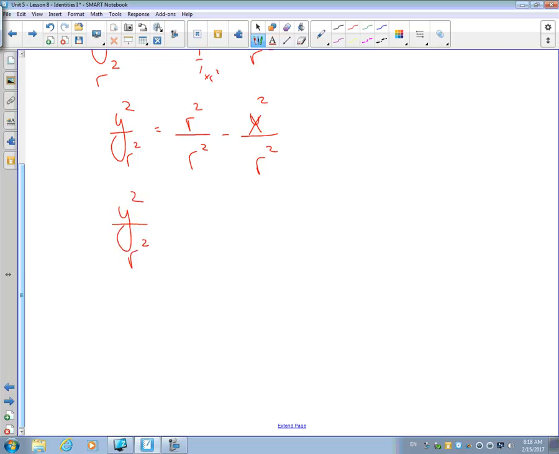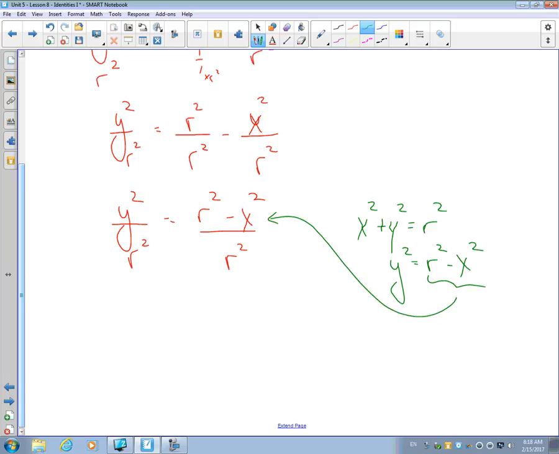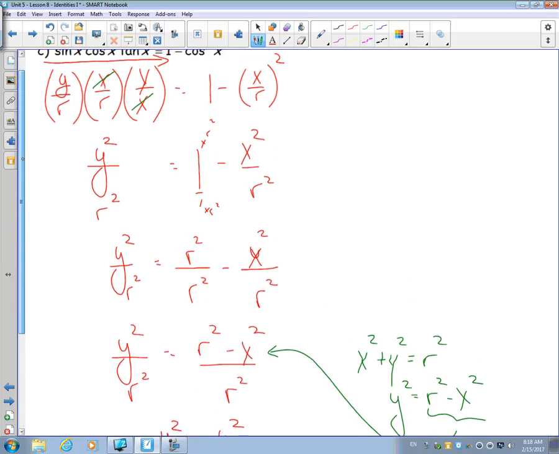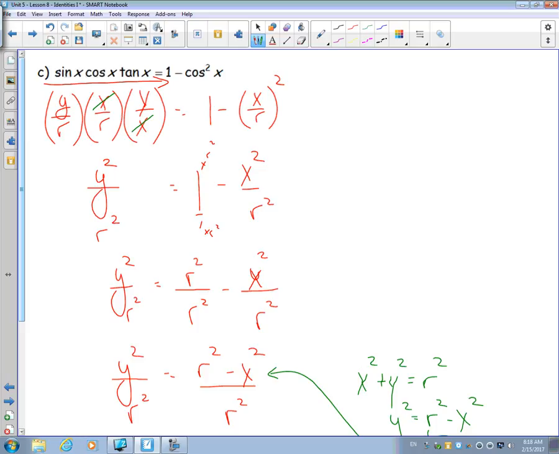I have fractions that are being subtracted, so I can make a common denominator. And r squared and x squared, well, that kind of reminds me of the last one we did a second ago, right? We had this expression, x squared plus y squared equals r squared. Or, if you want to, could we not rearrange that? That looks like what I have. So, if I have that, can I not replace r squared minus x squared with y squared?